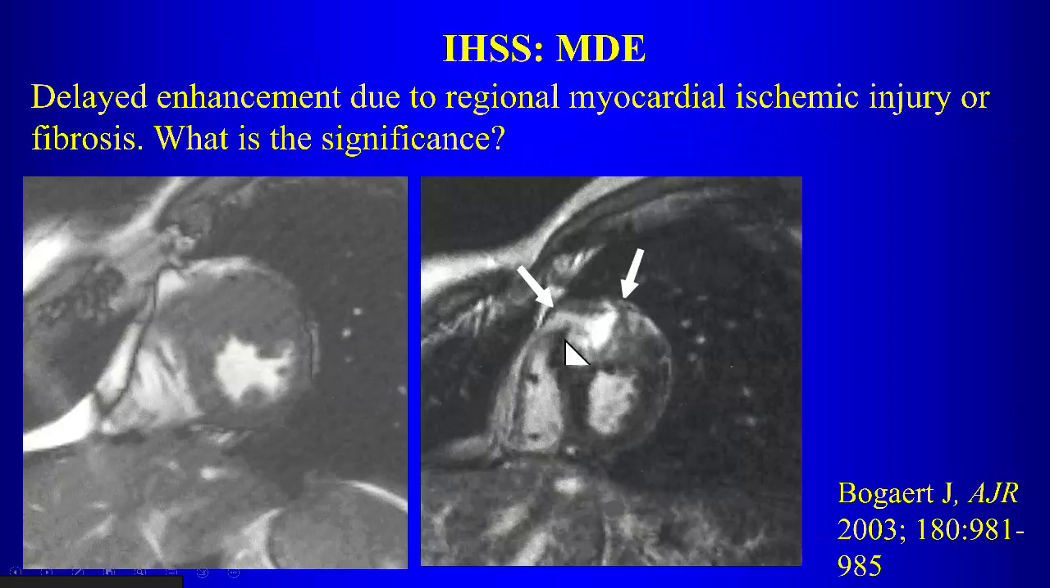Now, you can have delayed enhancement in these cases of hypertrophic cardiomyopathy, usually where the abnormal hypertrophy is, because these patients do develop fibrosis in these areas of abnormal hypertrophy. What is the significance of this? Well, what's the most common cause of death in patients with hypertrophic cardiomyopathy? The most common cause of death is arrhythmia, right? Arrhythmia.